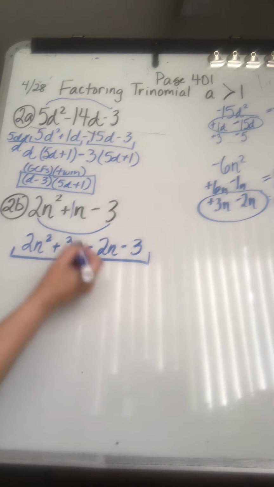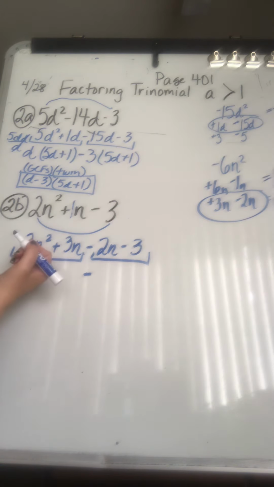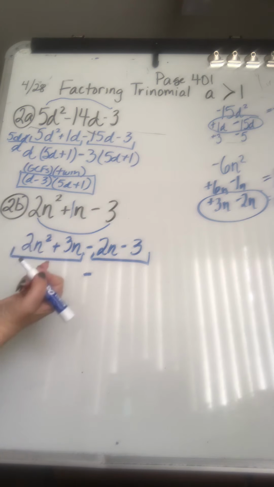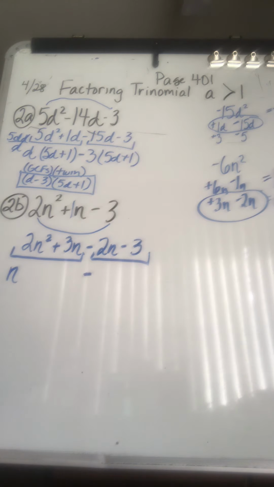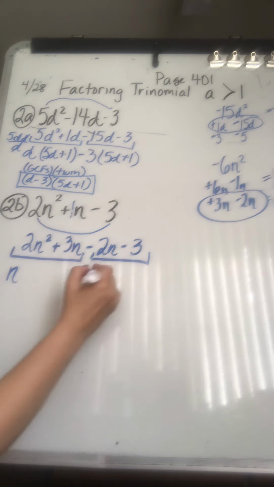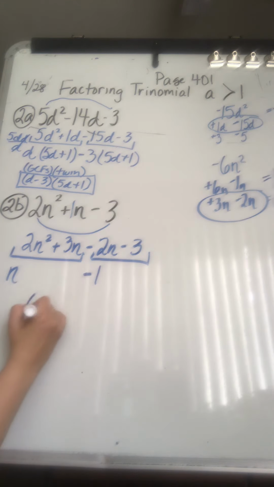I'm bringing down my middle sign. My GCF here, nothing goes evenly into 3 and 2, but they do have an n in common. So I'm going to pull out the n. And here, there is nothing in common. I shouldn't say there's nothing. If there's nothing, there's really just 1 in common. So I'm going to put a 1 here. So now I have my GCFs.